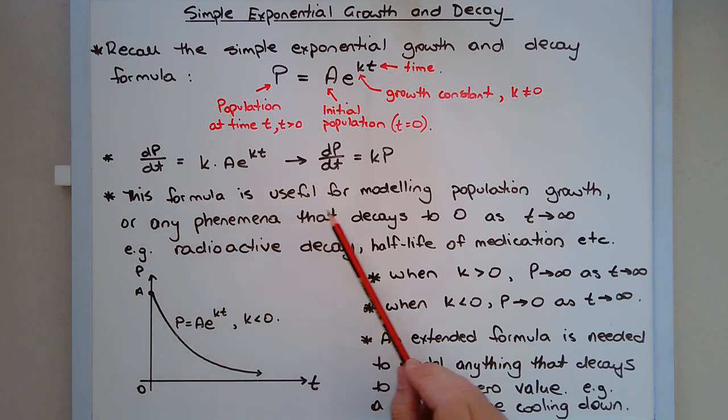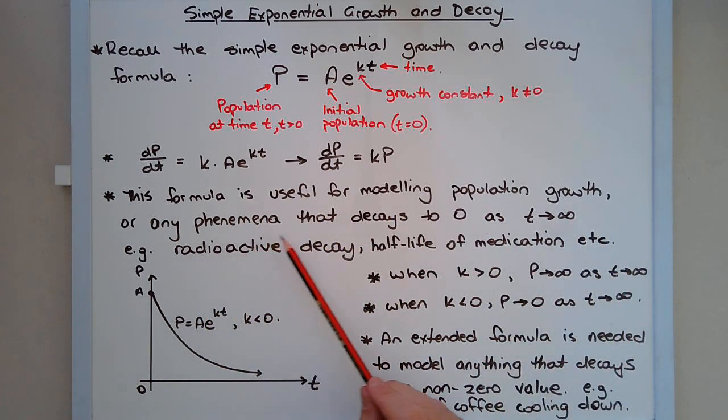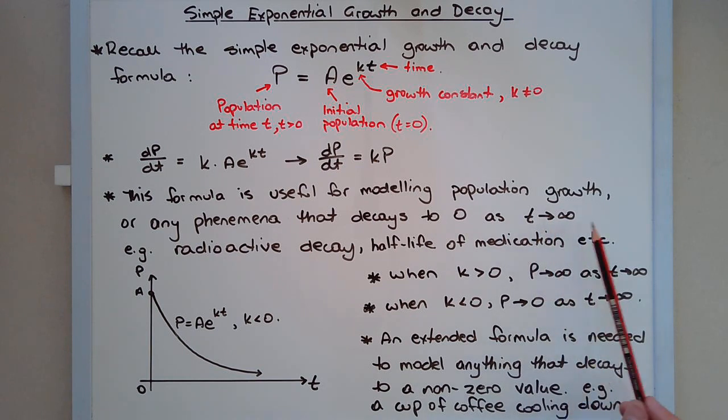Now this formula is useful for modelling population growth or any phenomena that decays to 0 as t approaches infinity. So for example, radioactive decay, half-life of medication, etc. Now when k is positive, P approaches infinity as t approaches infinity. So P is growing, it's getting bigger as time goes on. When k is negative, P approaches 0 as t approaches infinity.